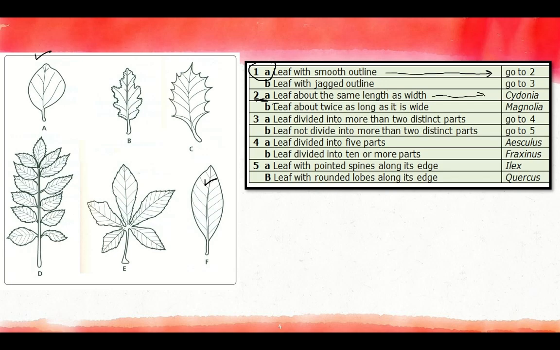And the name of that leaf will be Cydonia. So among A and F, it is very much clear that A has the same width as length. So it means that this leaf is basically Cydonia. Now it is easy for me to identify the second leaf because the second option, 2B, they have given, the leaf is about twice as long as it is wide. So yes, it is long in size. So it means that leaf F is Magnolia.